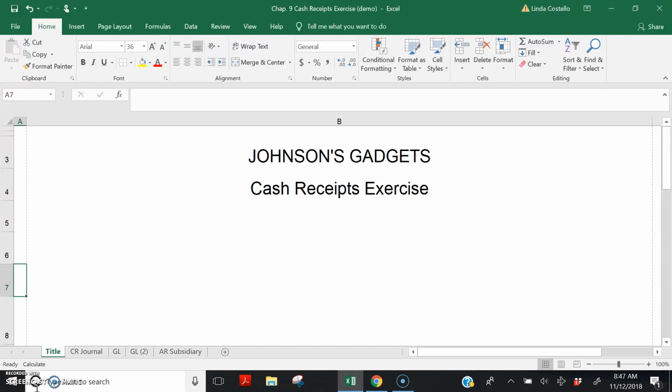Johnson's Gadgets is a novelty and hardware store. The company uses special journals and posts cash receipts to the General Ledger weekly. Let's take a close look at the Cash Receipts Journal used by the store.